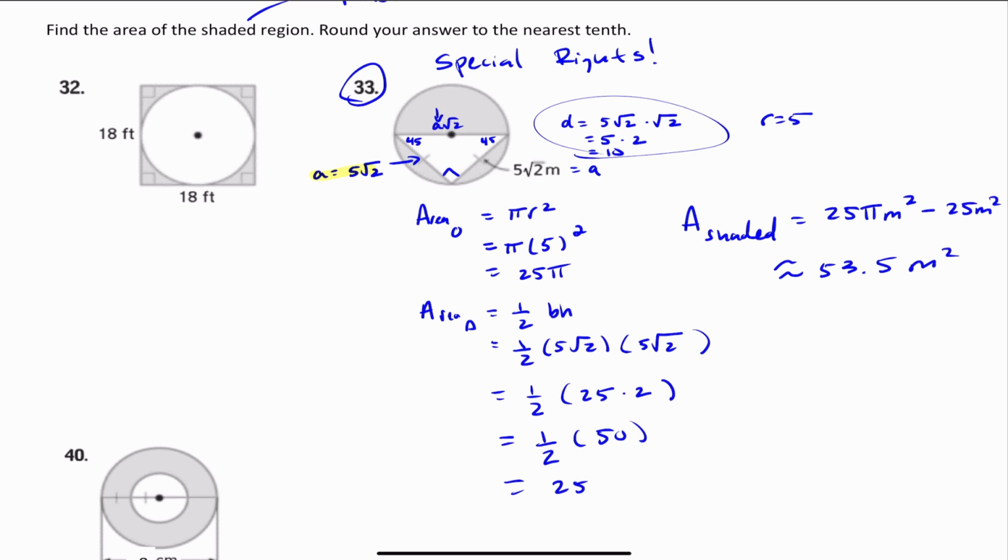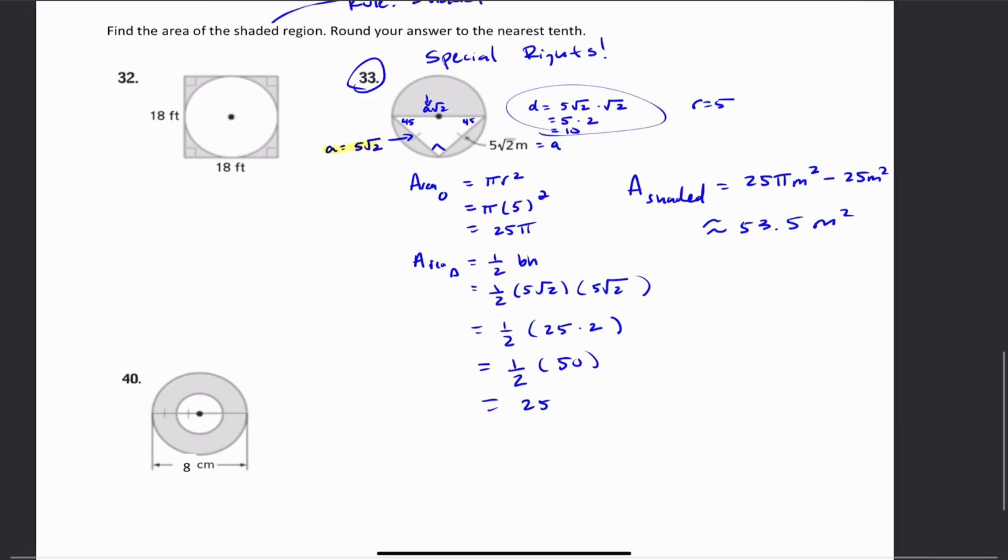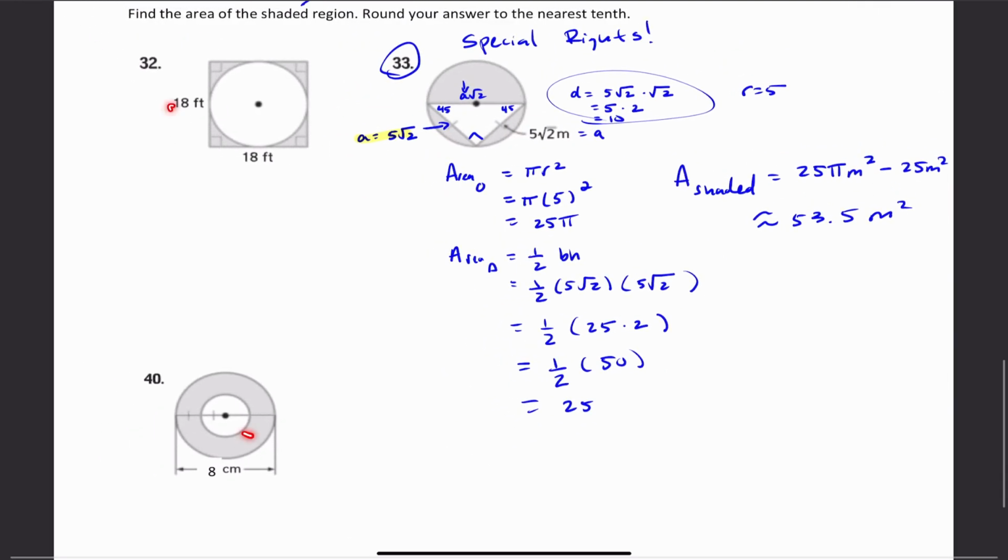I'm going to check my key to see if I'm correct, because I didn't look at that at all. There you go, 53.5 meters squared. Yes, that's what the key has. Cool. And then you can go ahead and figure out 32 and 40 on your own.